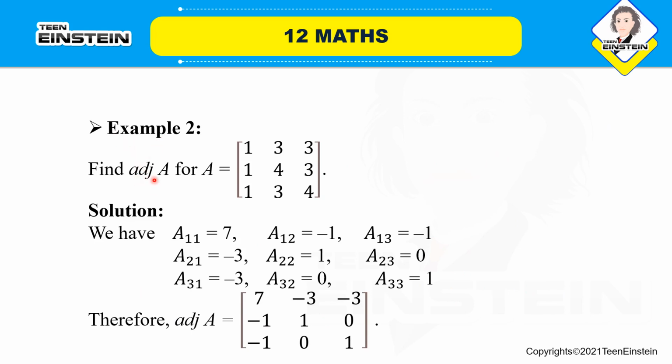Example 2. Find adjoint A for the matrix A equal to 1, 3, 3, 1, 4, 3, 1, 3, 4. It's a square matrix of order 3 because there are 3 rows and 3 columns. Here we are asked to find adjoint A for the given matrix A. So we have to find the cofactor elements A11, A12, A13, A21, A22, A23, A31, A32, A33. First, let us find the cofactor of small a11.